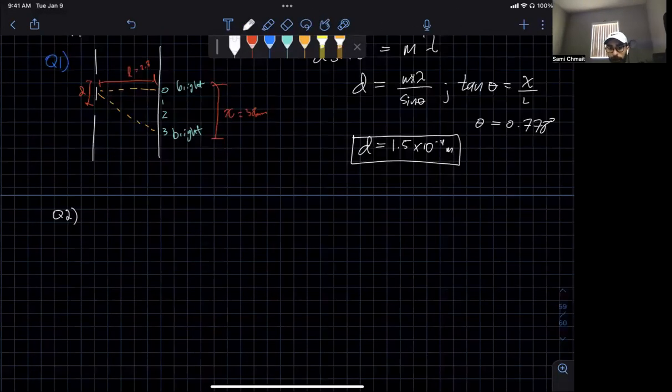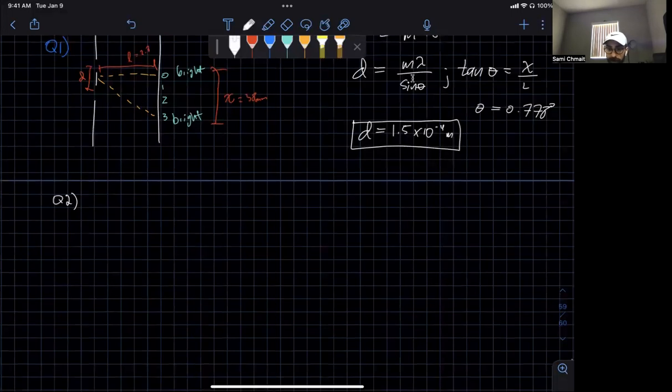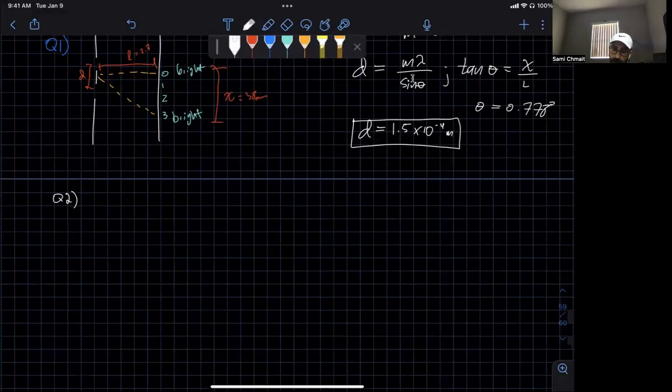Okay, so question 2 here, very similar. Again, we're solving for D. Except in this case, we have a single slit, so we just have a slit of a certain width. We know the wavelength and we know how far away the screen is. So really similar setup here.